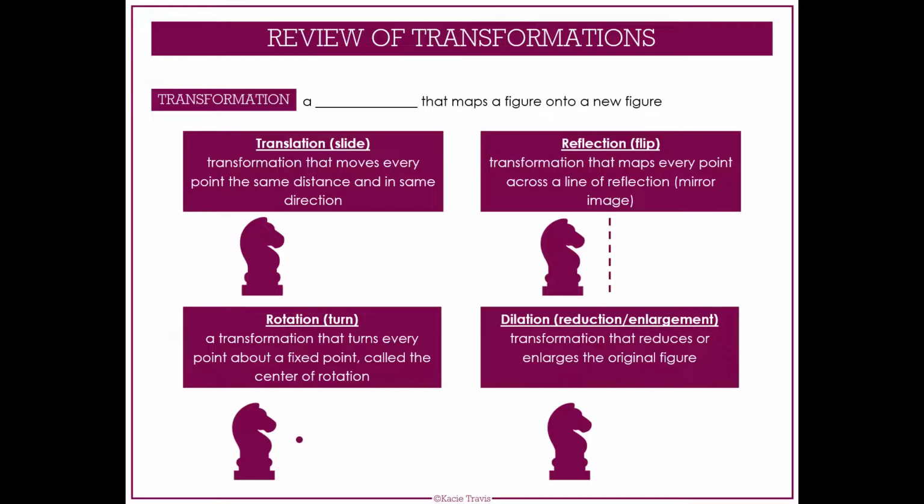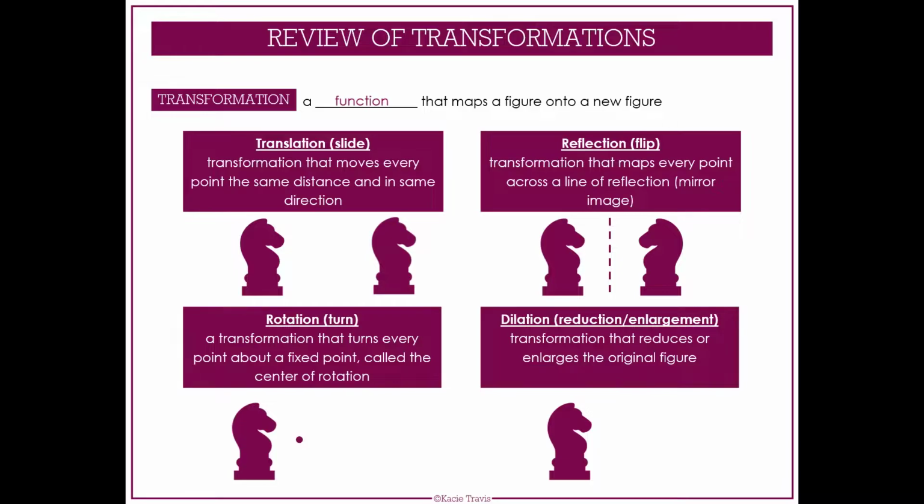First off, a transformation, remember, is a function that maps a figure onto a new figure. Now, we've done two of them so far. We've done a translation, which is sliding our shape from one place to another. We've done a reflection, which flips our shape over a line. Now we're dealing with a rotation.